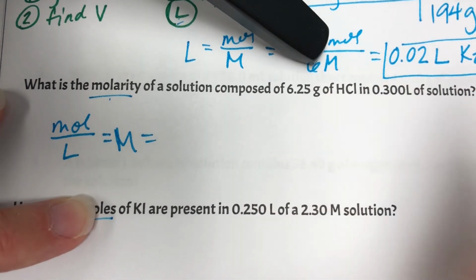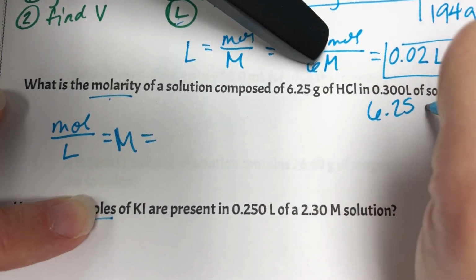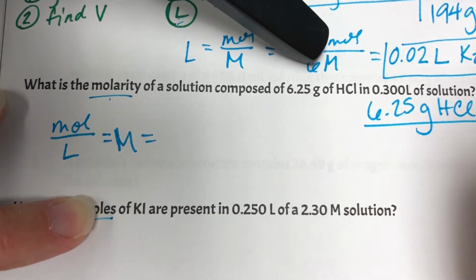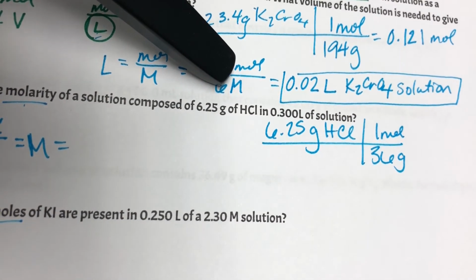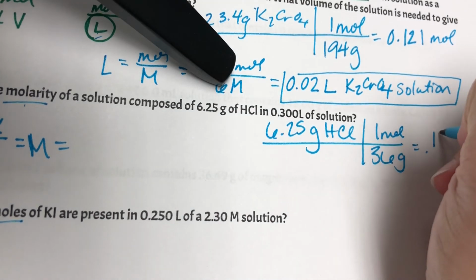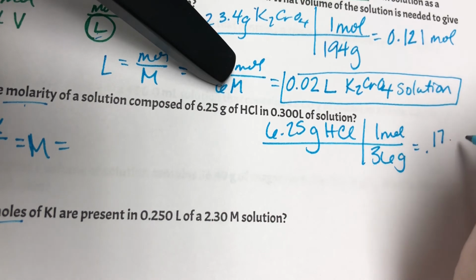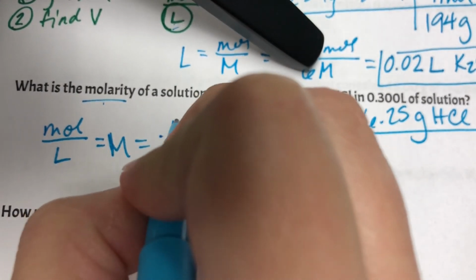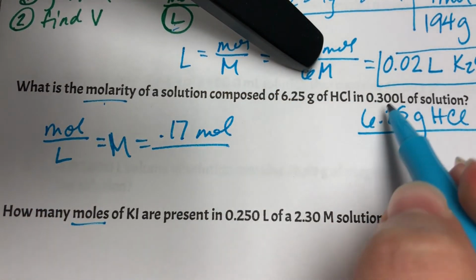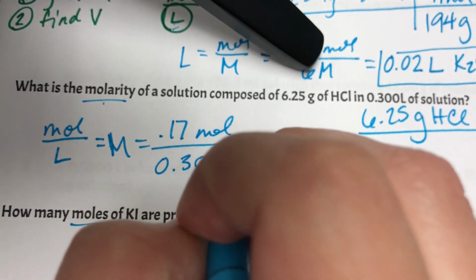So molarity is moles over liters. So this time again, it gives me the mass though. So 6.25 grams of HCl. There's 36 grams in 1 mole. Okay, we did that earlier. So 6.25 over 36.17. Oh, wow, I really wrote that wrong. 0.17 moles. All right, so we come back over here. 0.17 moles over 0.3 liters.